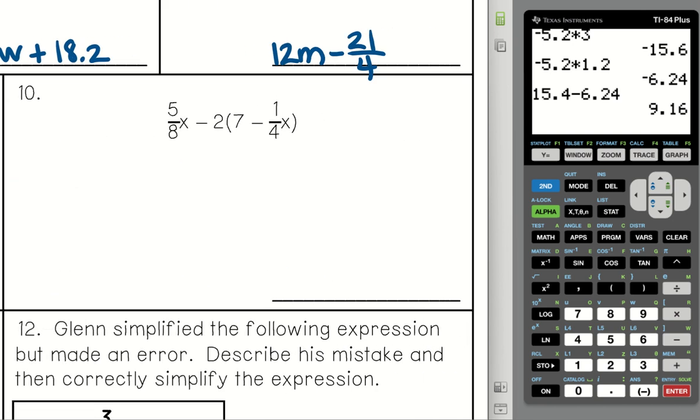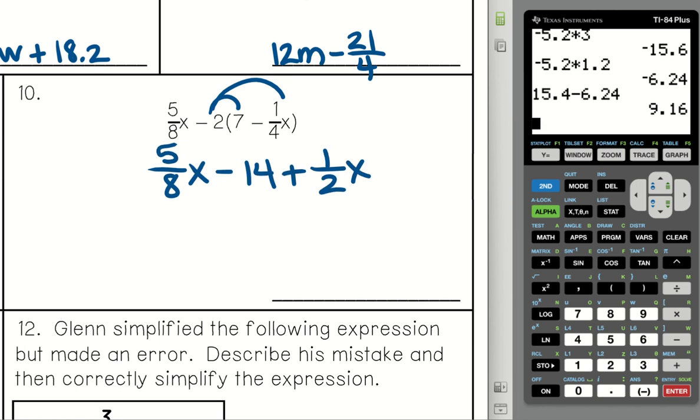All right, number 10, very similar. I have an extra something at the beginning in front of the parentheses, so we're going to bring that 5/8x straight down. And we're going to distribute the negative 2 into the parentheses. So negative 2 times 7 is negative 14. Negative 2 times negative 1/4. So remember, a negative times a negative is going to be a positive. 2 times 1 is 2 over 4, which reduces to 1/2 x.